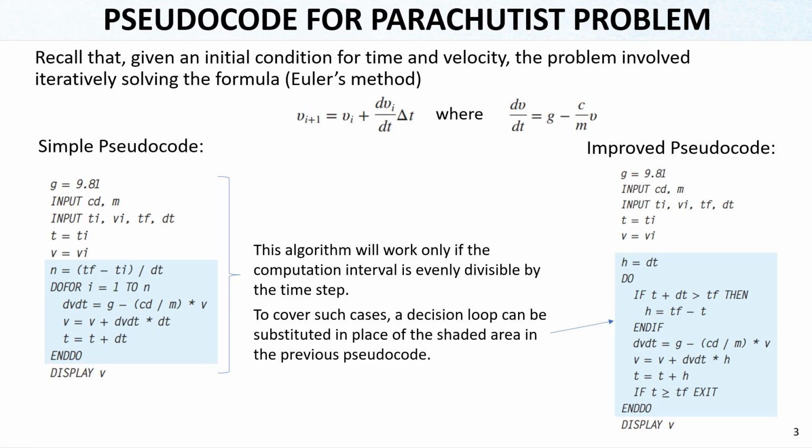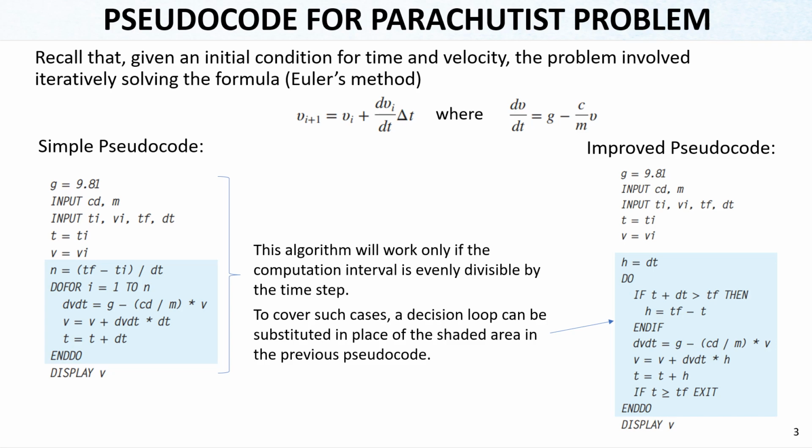And we want to just simply develop a computer code to be able to calculate these iteratively for each time. And a simple pseudocode for this is that we type in g value, input cd and m. These can be constant, but can be different, so we just define them as inputs. And also input ti, vi, the initial ones, tf, and dt. Tf is the final time, dt is the time step. So time change, let's say. So t is ti, v is vi. So initially these are the t and v values.